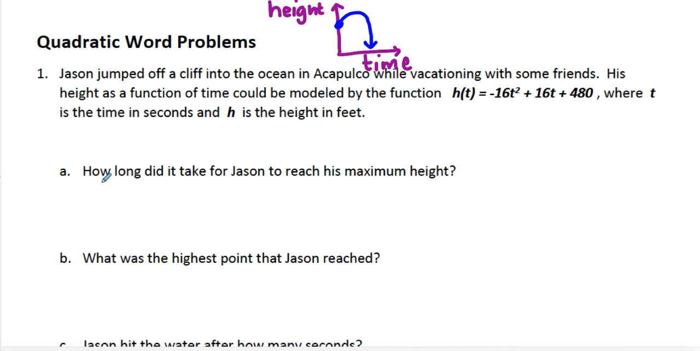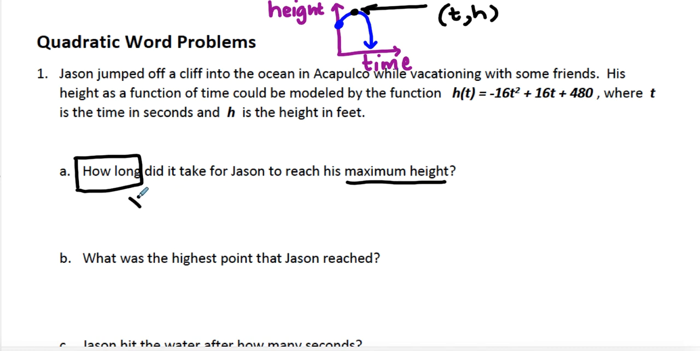Okay, so it says, how long did it take for Jason to reach his maximum height? Now, maximum height means I want the vertex, but the vertex is a coordinate, so it has two components. It has a time and a height. Because it says how long, I'm looking for the x coordinate of the vertex. And since this is in standard form, I'm going to do x equals negative b over 2a. But we're not using x, it's really t. So it's t equals negative b over 2a.